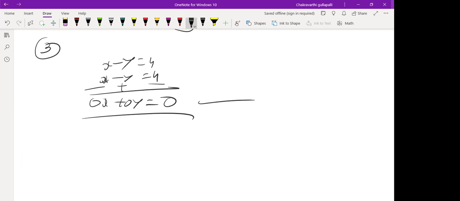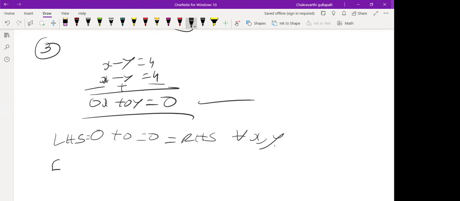0 into any value of x is always 0. 0 into y is 0. So you are getting 0, and RHS is also 0. For all x and y, whatever may be your x and y, it's always 0 equal to 0. 0 into x is 0, 0 into y is 0, 0 plus 0 is 0. 0 equal to 0 means satisfied for all x, y. Therefore, every x, y, any real number, will satisfy this.